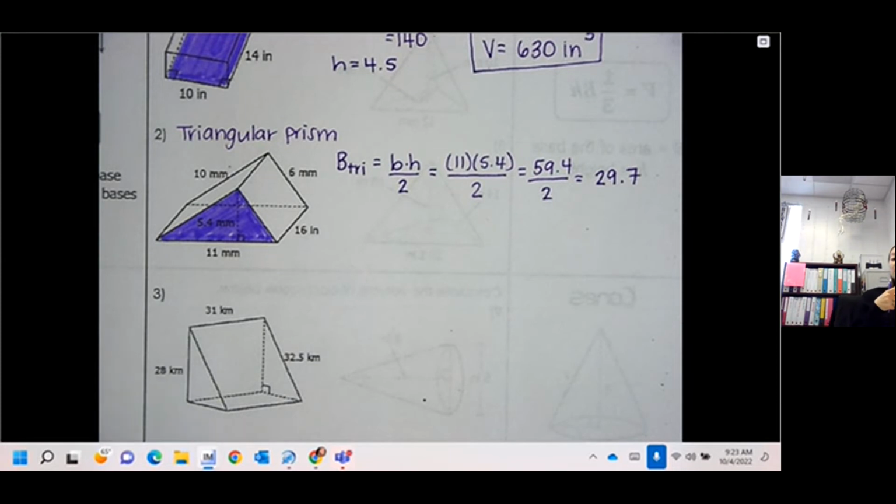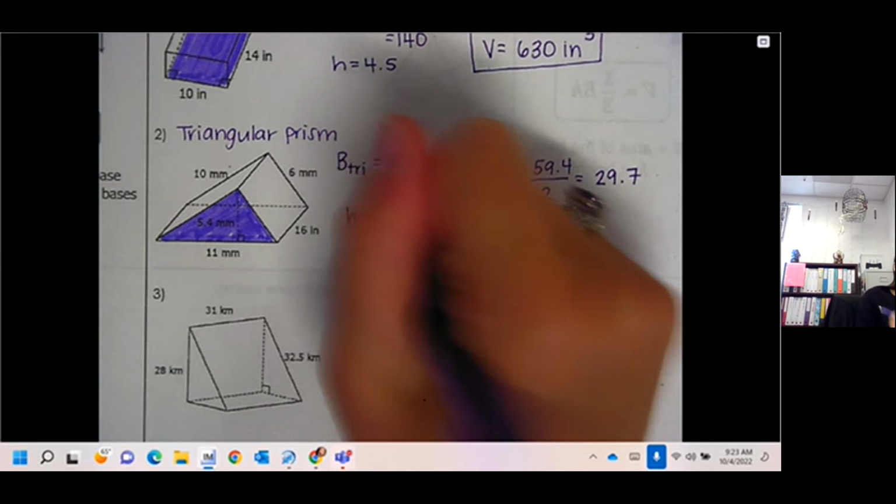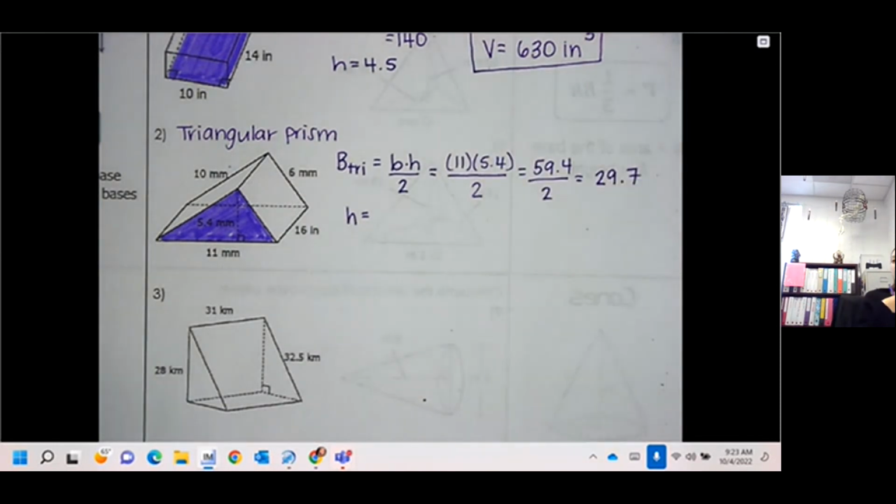And you now have to multiply the area of the triangle times the height of the whole prism. Now be careful. Height of the prism is the side that connects your bases together. So your bases are 2 triangles. Which side connects those 2 triangles together?